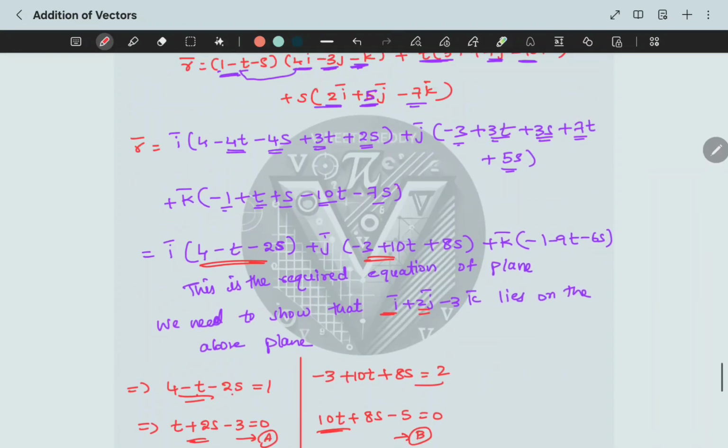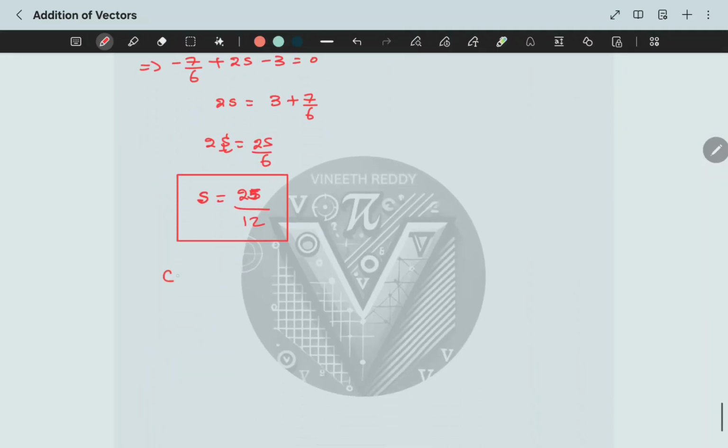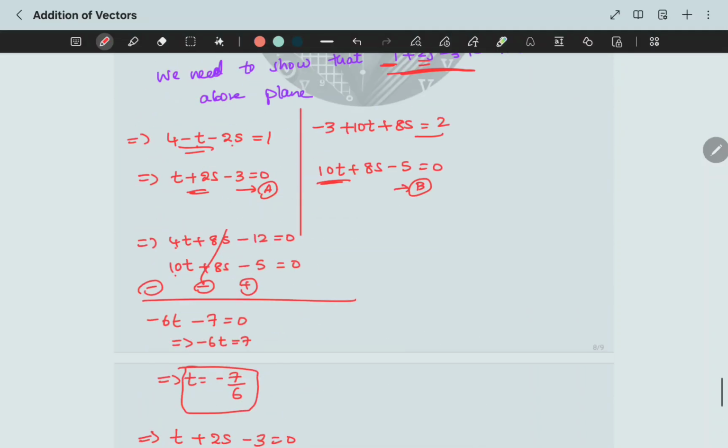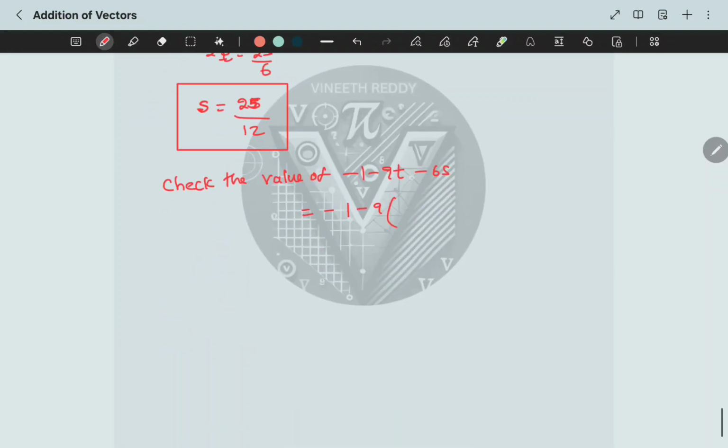Now, what does the third equation imply? Third part. Coefficient of k bar is minus 1 minus 9t minus 6s. If this point lies in the plane, so this value should produce minus 3, right? This value should produce minus 3. Let us just check the value of minus 1 minus 9t minus 6s, which will be equal to minus 1. What is the value of t? t is minus 7 by 6. And what is the value of s? That is 25 by 12.